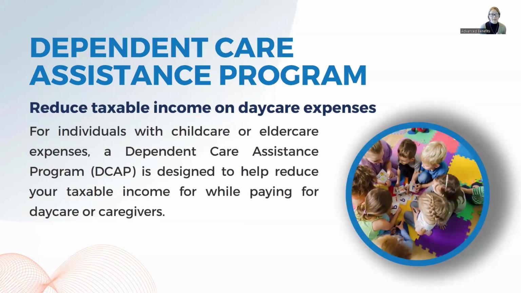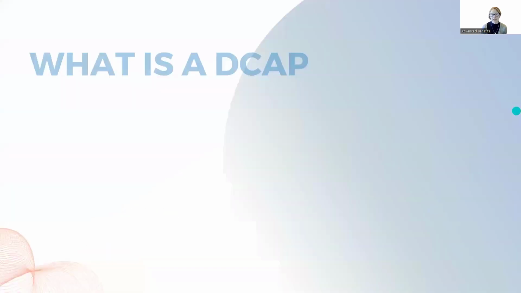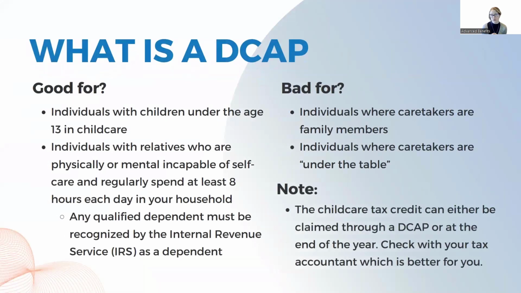The other plan we're going to talk about is the Dependent Care Assistance Program, also called a DCAP. It is a vehicle that employers can offer to help lower employees' taxable income while paying for daycare or for caregivers. So if you have children under the age of 13 and you're paying for babysitting, before or after school care, nanny expenses, daycare, like preschool or summer day camps, that sort of thing. And again, they're under the age of 13, you have an opportunity.